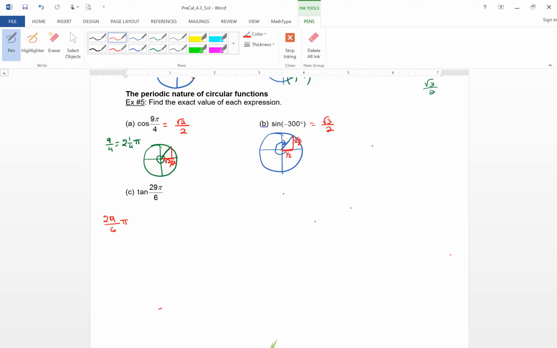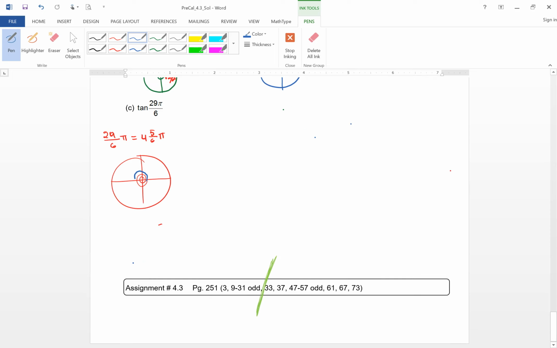So what's 29 over 6 in mixed number? 4 and 5/6. Right? Because 4 gives you 24, and then you have 5 over 6 pi. So we go 2 pi, 4 pi, and I have to go 5 over 6 pi. This is just short of a pi. That means I go here. Okay, that's 5 over 6 pi. So now it looks like this.